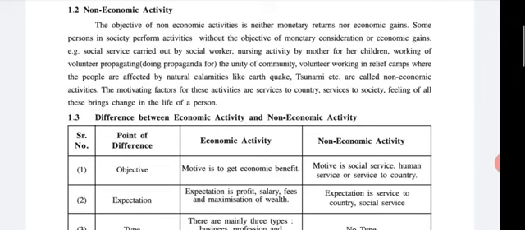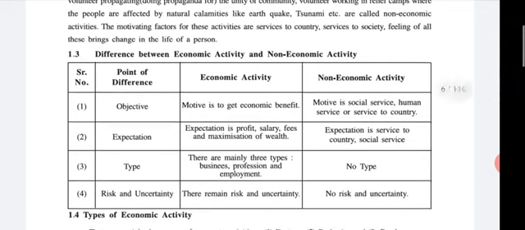Then the difference between economic and non-economic: objective, expectations, traps and risk and uncertainties. Three types of economic activity: business, profession and employment. And there is no type of non-economic activity. The objective of economic activity is to get economic benefit, and in non-economic, the objective is social welfare and human services. In economic activity, there remains risk and uncertainty, and in non-economic, no risk, no uncertainty.